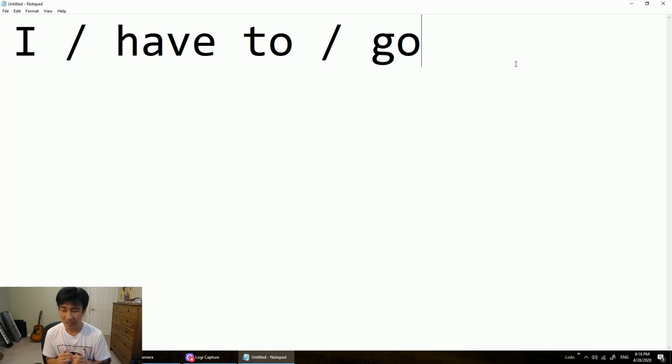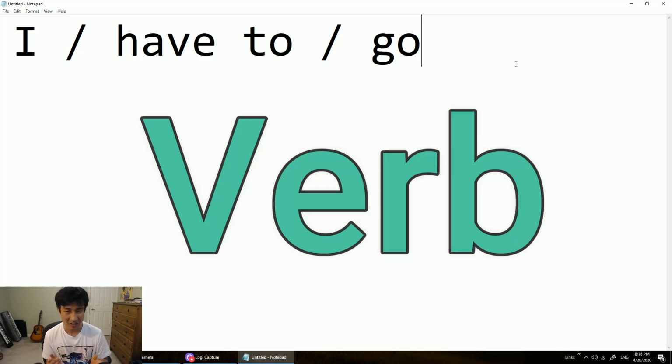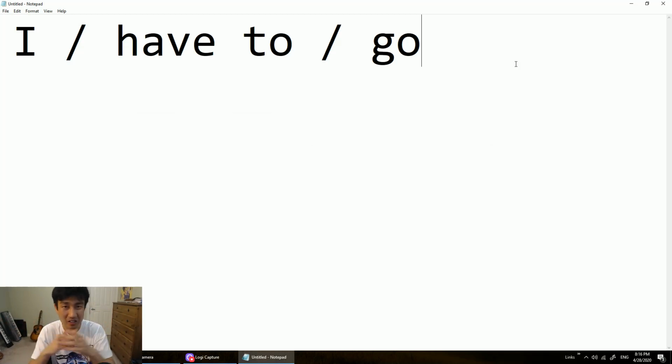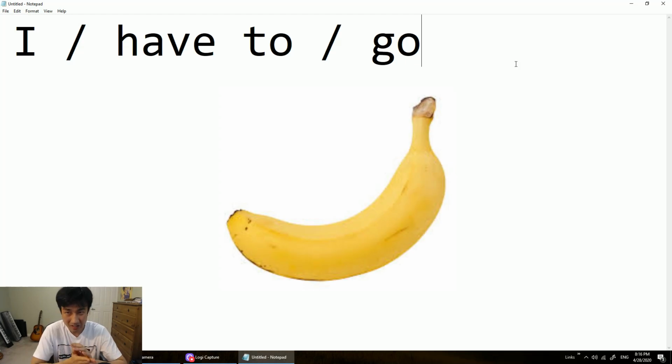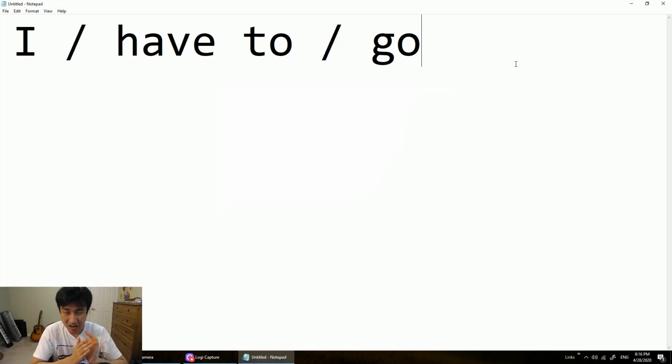Well, the word category for the word "go" is something called a verb, which is like an action word. But you don't even really have to know what a verb is. Just think about what can replace the word "go." Would it be something like "banana"? Let's try. I have to banana. Doesn't really make sense, right? But how about the word "eat"? I have to eat. Then oh yeah, that makes sense. That's grammatically correct. That's because it's the same category.